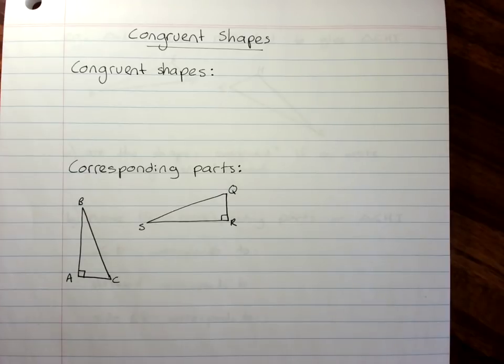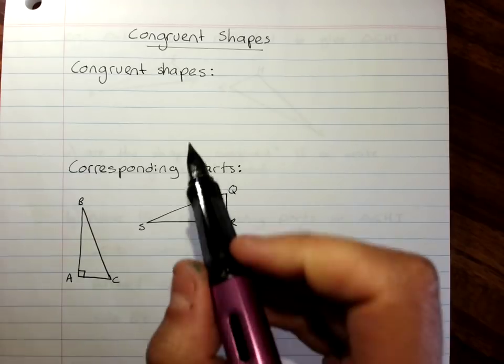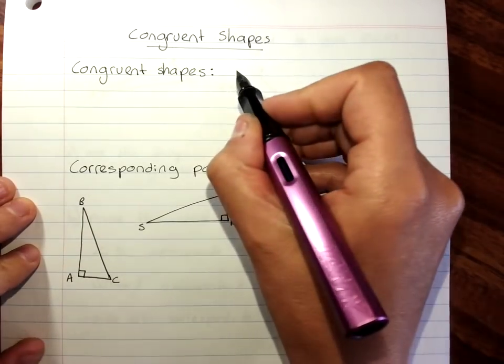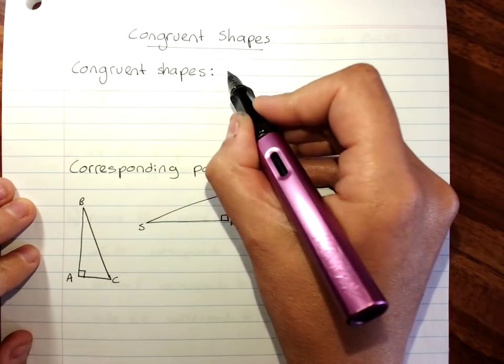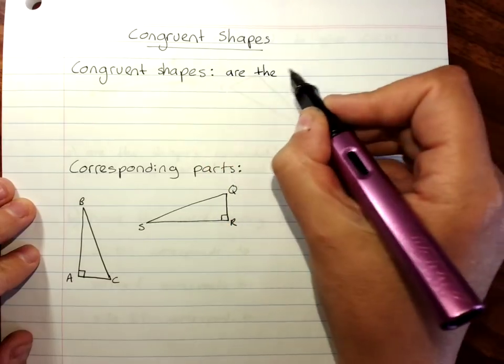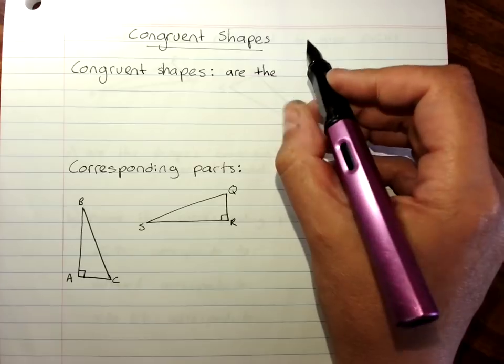Congruent shapes. In maths, the word congruent just means identical. So congruent shapes are the same shape exactly and the same size.